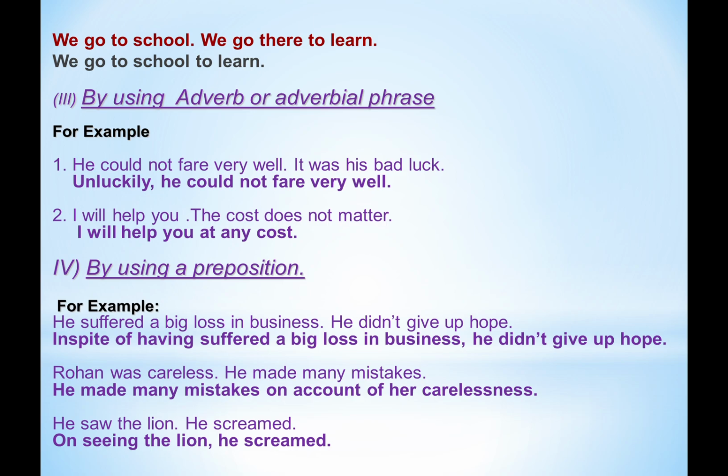By using a preposition. He suffered a big loss in business. He did not give up hope. In spite of having suffered a big loss in business, he did not give up hope. This is a simple sentence. Rohan was careless. He made many mistakes. He made many mistakes on account of his carelessness. Here, her is again by mistake. He saw the lion. He screamed. On seeing the lion, he screamed.